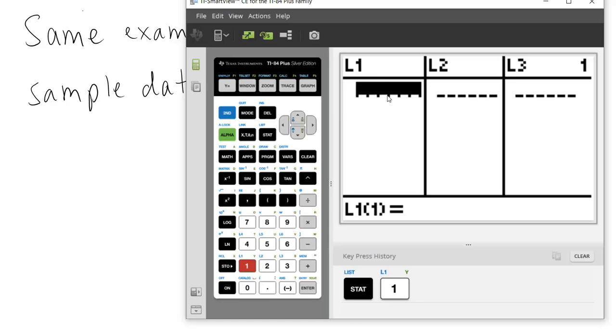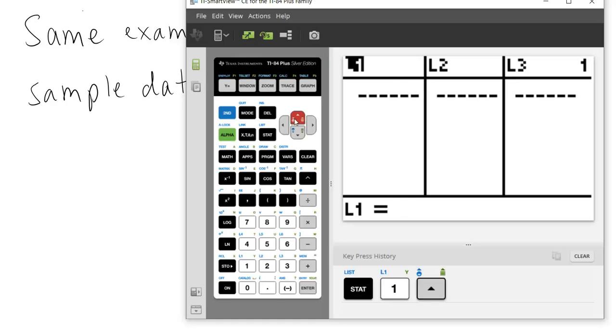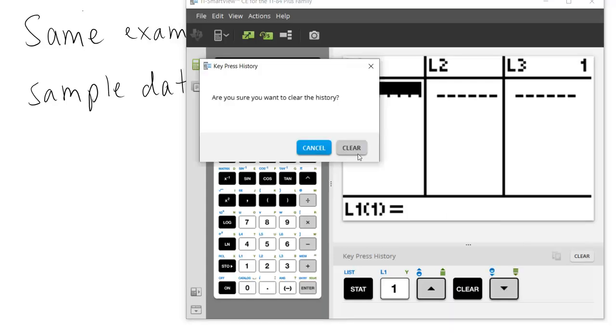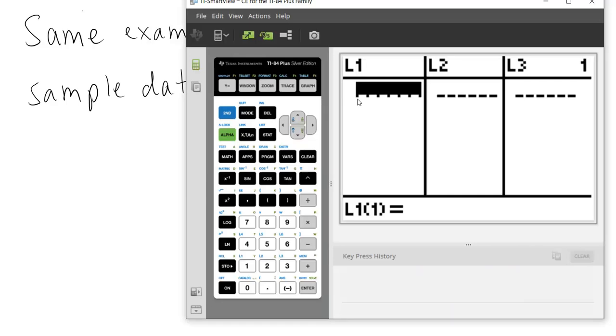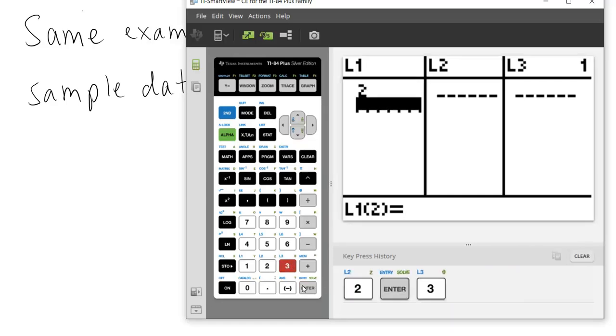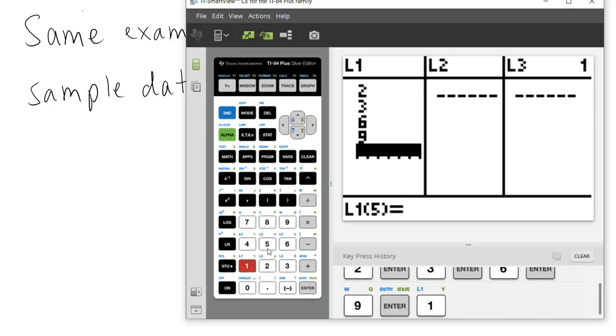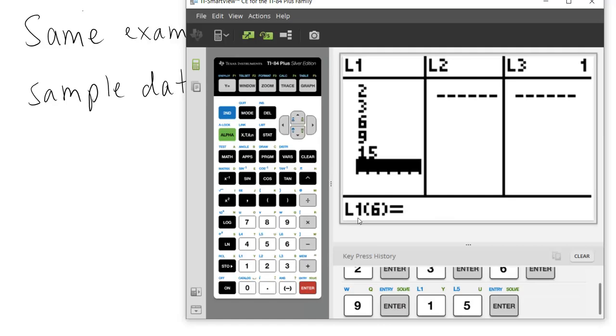My list is already clear because my emulator resets every time I close it. If you need to clear your list from a previous example, use your up arrow to scroll to the list name, push the clear key, and the down arrow. Now we're going to input our data, 2, 3, 6, 9, 15. Note that it's asking me for a 6th value, so I must have typed in 5, so I'm good.